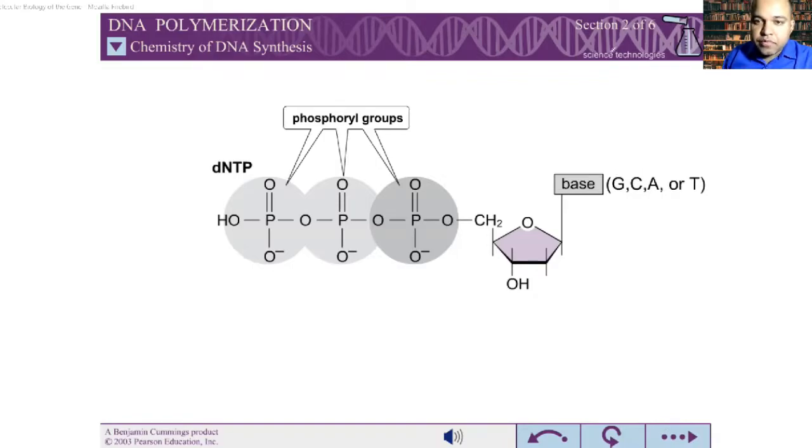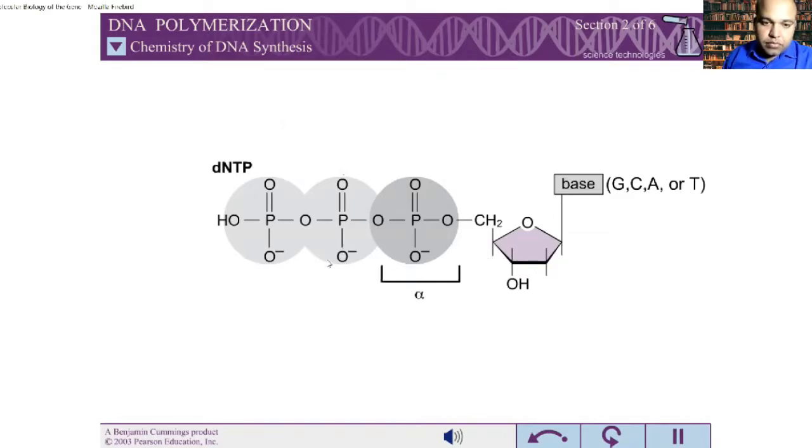Next point. The phosphoryl group closest to the ribose is the alpha phosphate. The middle group is the beta phosphate, and the outermost group is the gamma phosphate. So these are the three different phosphates present: alpha phosphate, beta phosphate, and gamma phosphate.